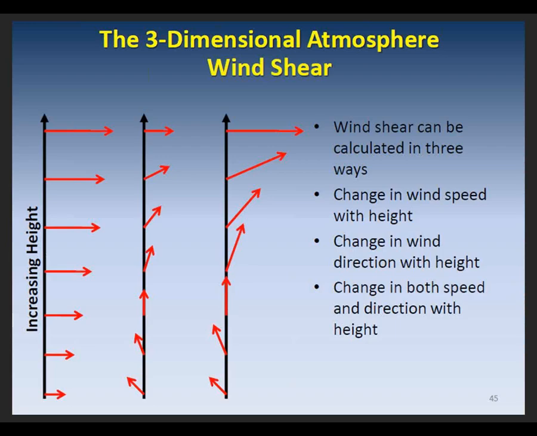So here's an example on the far left, and we're going up with height. On the far left, we just have the arrows increasing, so there's no change in direction, so we have speed shear. In the middle, there's no change in the arrows' length, but we're changing the direction, so we have directional shear. But both is very substantial, so if you have both of those combined, which is the last arrow here, we're changing direction and increasing speed with height.